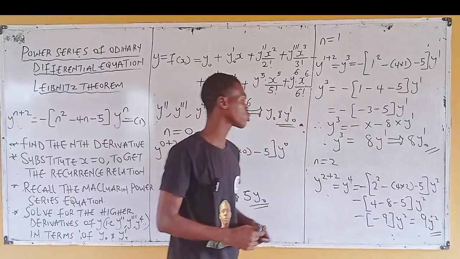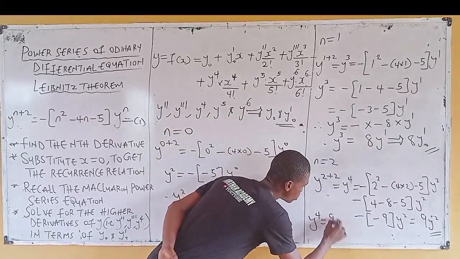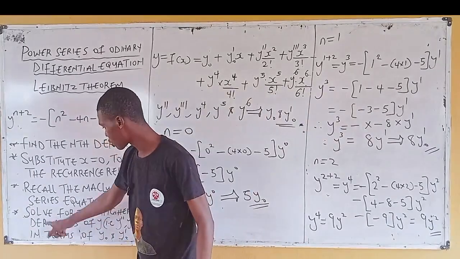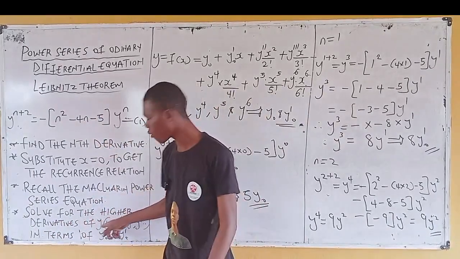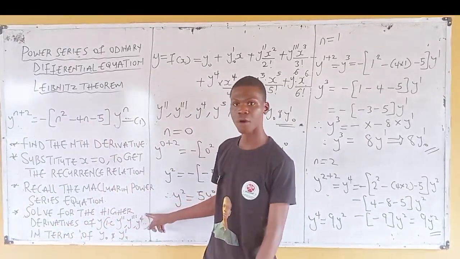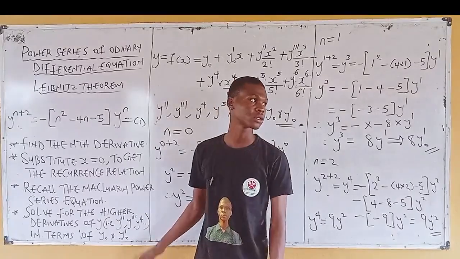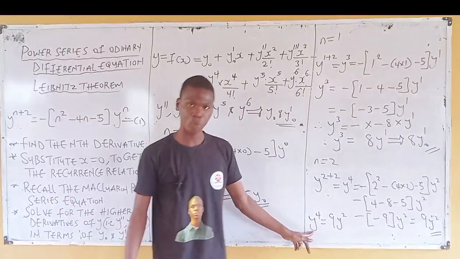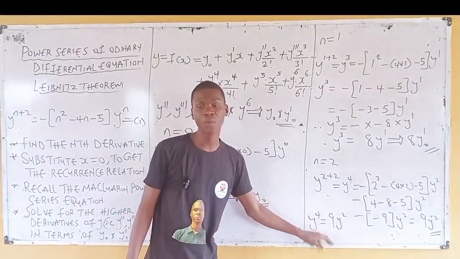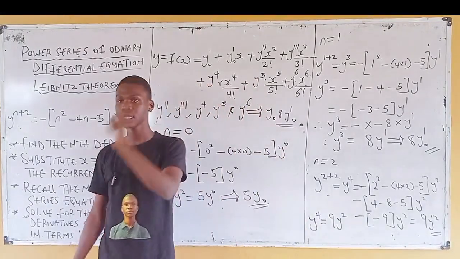Which is equals to 9y squared. Meaning in this case we got y to the power of 4 equals 9y squared. But this last step is telling us to solve for the higher derivatives of y, meaning y prime, y double prime, y triple prime, y to the power of 4, y to the power of 5, in terms of what? y naught and y prime naught. So once we've gotten this y to the power of 4 as 9y squared, what does it mean? This very guy must be expressed in terms of either y prime naught or y naught.